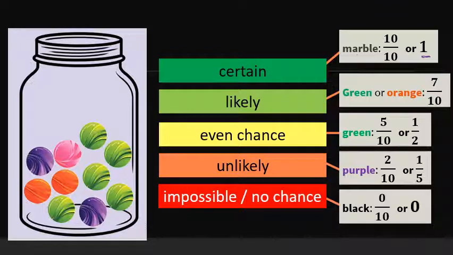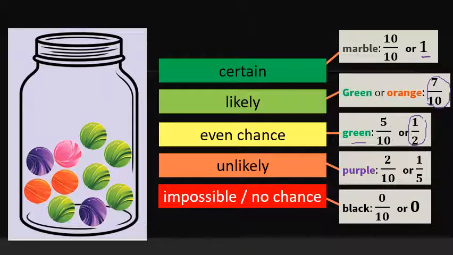Out of the larger total of marbles, it's 7/10. So it's fairly likely. It's a greater chance, a larger chance than even chance. Even chance is kind of like halfway between 1 and 0, so we represent it as half. Or here we could also say that it's 5/10, so it's an even chance of drawing a green marble or another kind of marble.